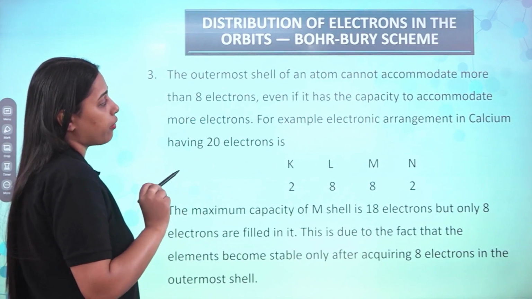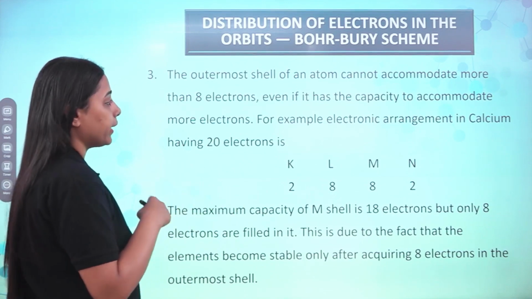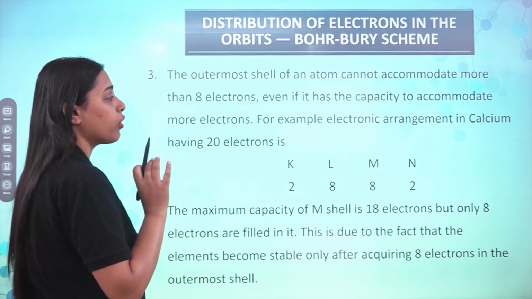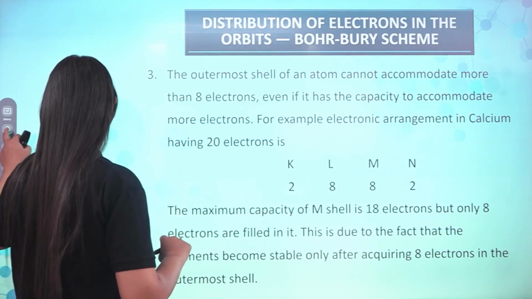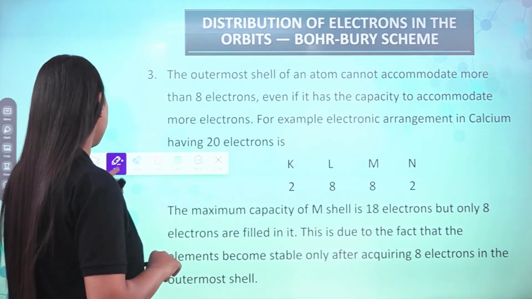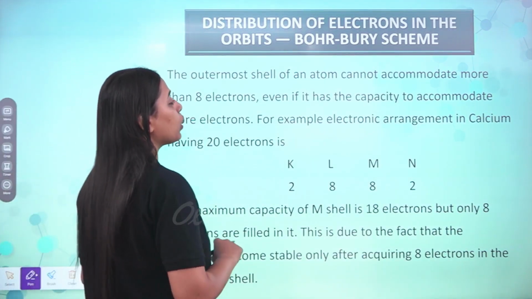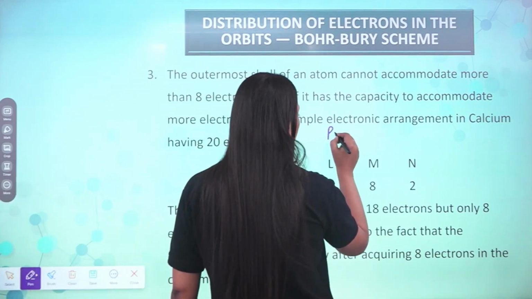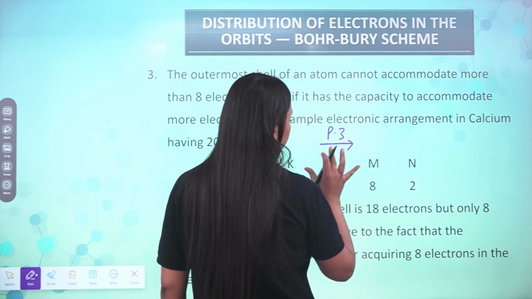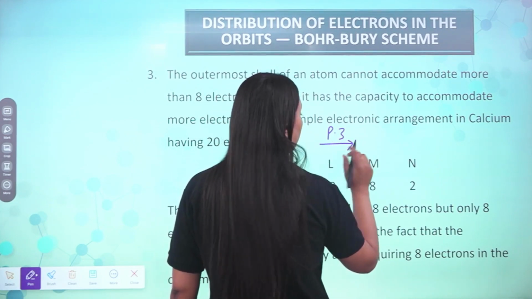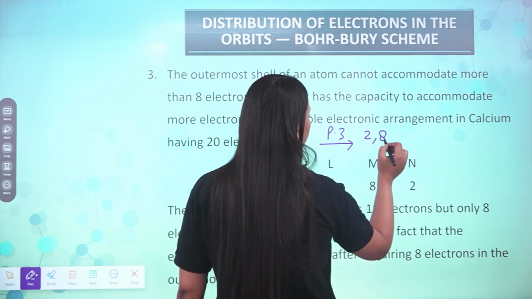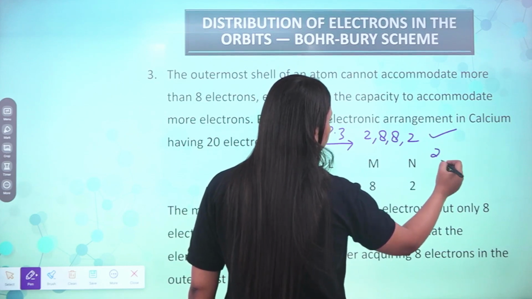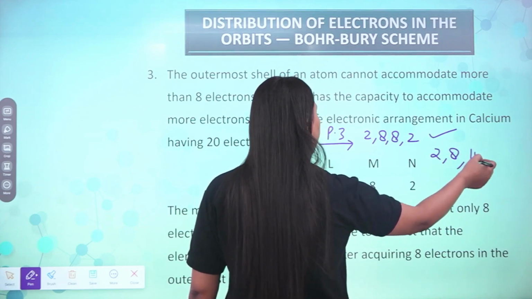The outermost shell of an atom cannot accommodate more than 8 electrons, even if it has the capacity to accommodate more. For example, the electronic configuration or arrangement in calcium having 20 electrons. See, 20 belongs to period 4. Okay, you will learn about periods and groups also. So when you write its configuration, we will write 2, 8, 8, 2. We will not write 2, 8, 10.